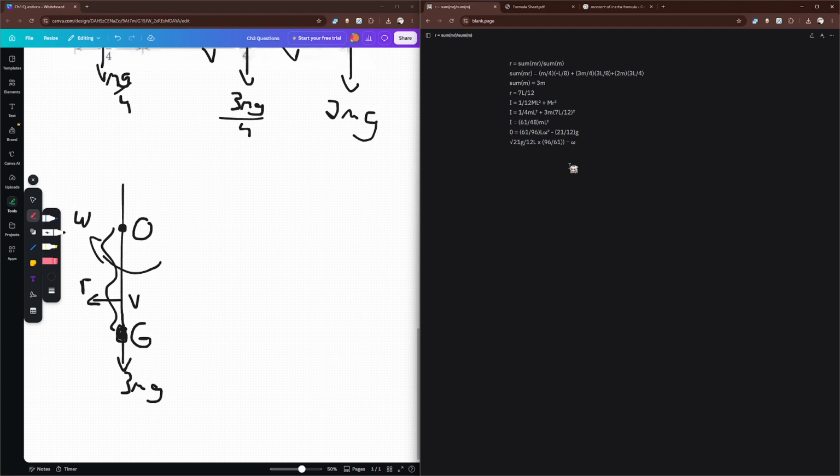We don't know what L is, so the only thing we can do now is simplify all our terms out to simplify the omega. So we'll have 21 times 96 over 12 times 61. 96 over 12 is 8, so that becomes 8 times 21 over 61, which simplifies to 168 over 61 times G over L is equal to omega. And that is how you would solve that question.